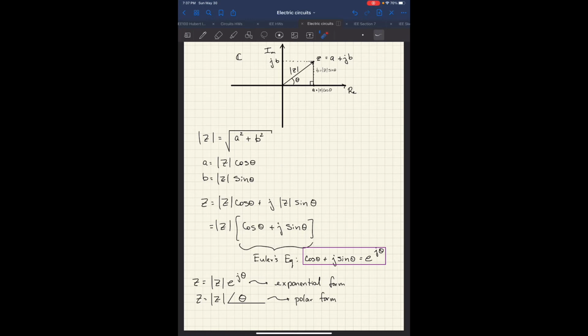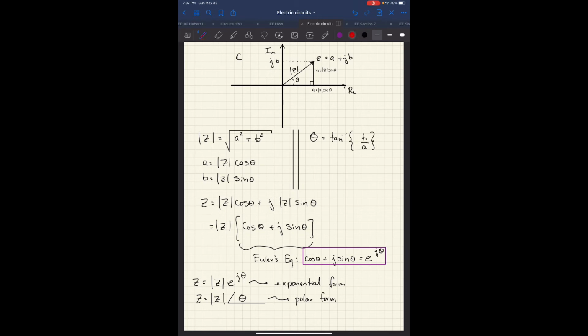Finally, let's say that we wanted to find the angle theta. Well, theta is just equal to, right, this theta is going to be inverse tangent of b over a. So in other words, to find theta, all I need to do is take arctangent of b over a.